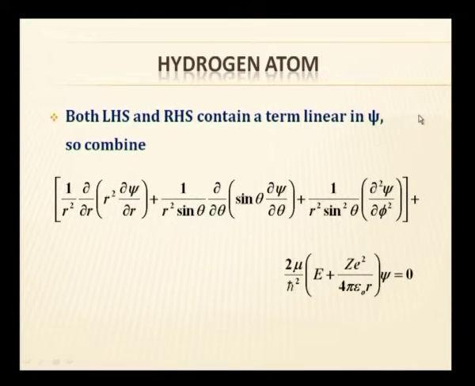Both the left hand side and the right hand side contain a term linear in psi. So, by combining these two you can have an expression of this kind, right. You have 2 mu by h bar square into E plus z e square by 4 pi epsilon naught r, into psi. Okay. Then a very important step is the following.